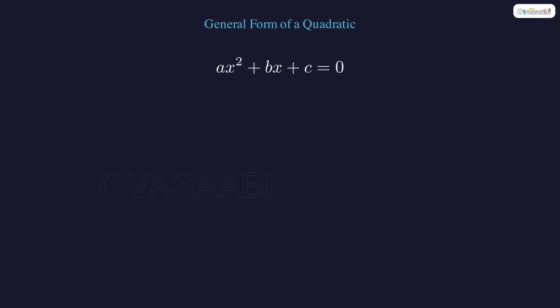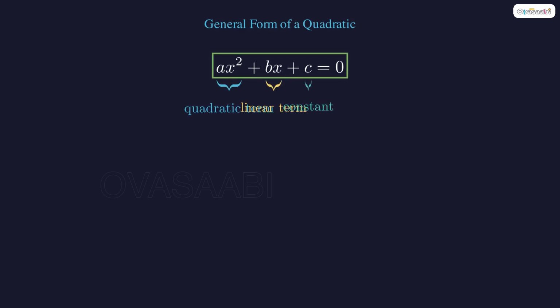A quadratic equation has the form ax squared plus bx plus c equals 0. Quadratic means the highest power of x is 2. Factorization means breaking this equation into two brackets multiplied together.